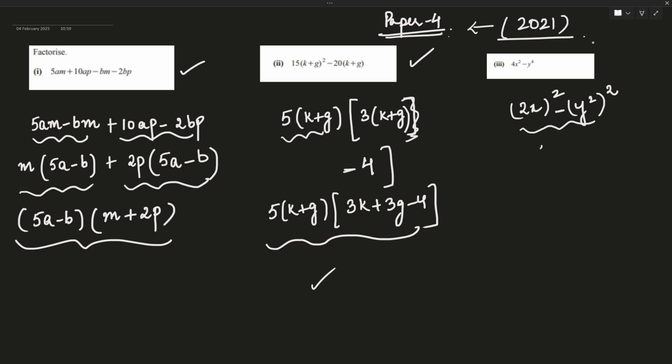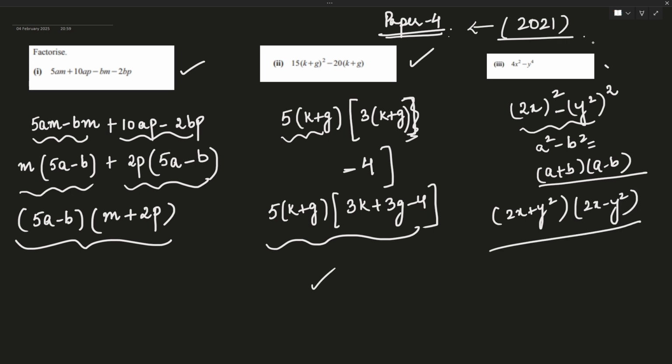Now we know that this is of the form a square minus b square, where a is 2x and b is y square. So we know by the property that a square minus b square is equal to (a plus b) into (a minus b). So we'll apply this over here. First we'll write a plus b. What is a here? 2x. What is b here? y square. So a plus b is 2x plus y square, and a minus b is 2x minus y square. So we have factorized this. Your expression 4x square minus y to the power 4 has been factorized into (2x plus y square) into (2x minus y square). So these are some questions of the factorization method that have appeared in your papers.